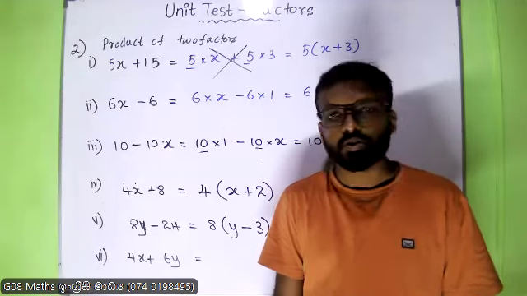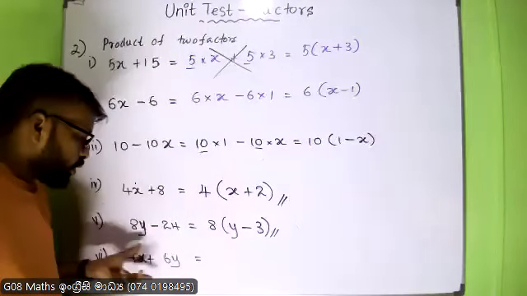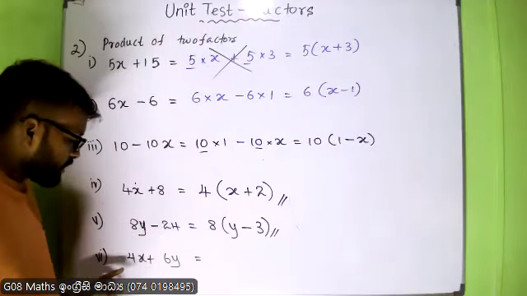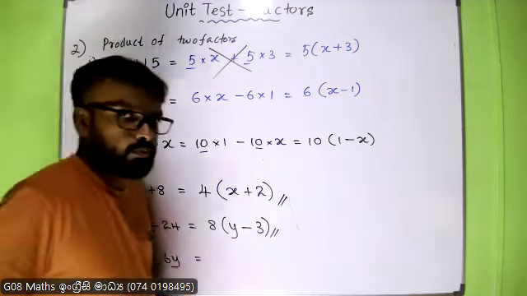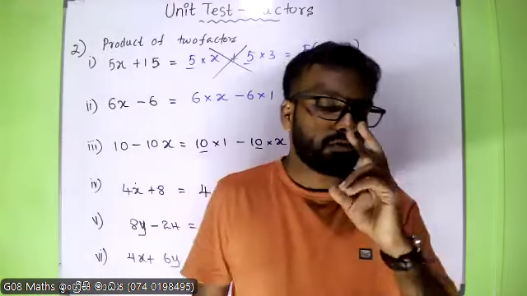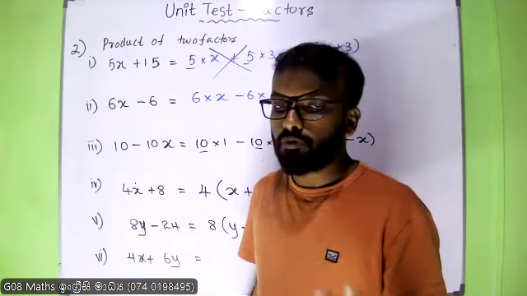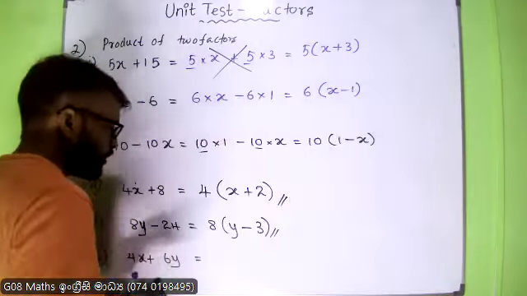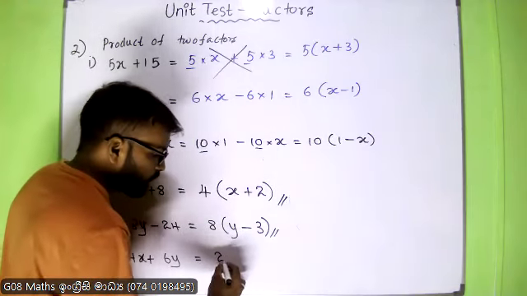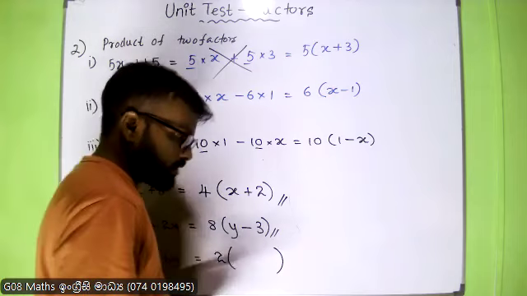2. Yes, 2. So 2 is the common factor for both. 4 can be divided by 2, 6 can be divided by 2, right? So that 4 and 6 are multiples of 2. So that I am going to take 2 out. Right.